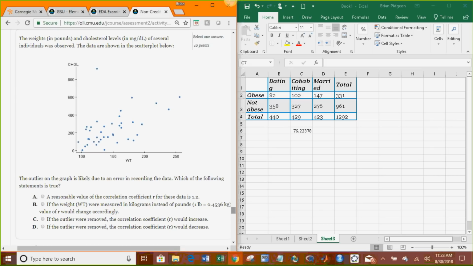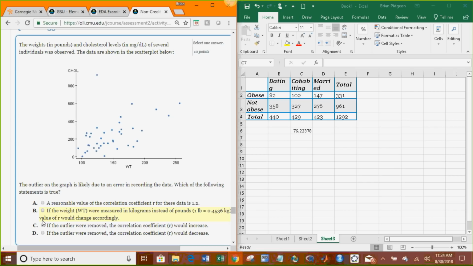If the weight were measured in kilograms instead of pounds, the value of R would change accordingly. Well, the units that you use do not affect the correlation, so changing the units will not affect it at all. If the outlier were removed, would the correlation coefficient increase or decrease? If you remove this outlier, the remaining data are more clustered together. That will provide stronger evidence for a linear relationship, which would increase the correlation.